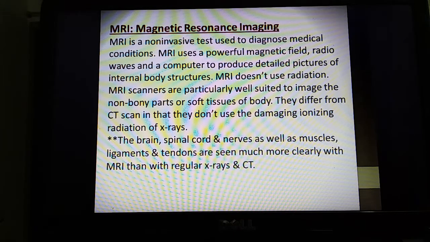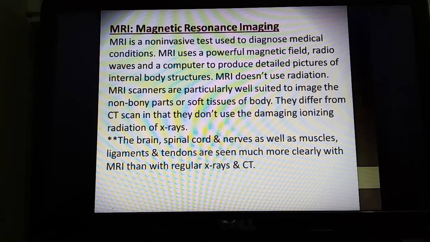That is a positive point about MRI. MRI scanners are particularly well suited to image the non-bony parts or soft tissues of the body, as X-ray is mainly used to examine bony parts, and CT scan can detect bony and non-bony parts, but MRI is specially suited for non-bony parts or soft tissues of the body. They differ from CT scan in that they don't use damaging ionizing radiation of X-rays. That means there are no radiating elements used here. So this is more positive.